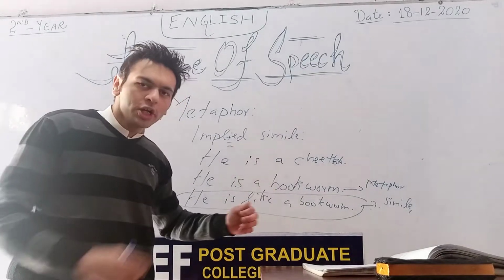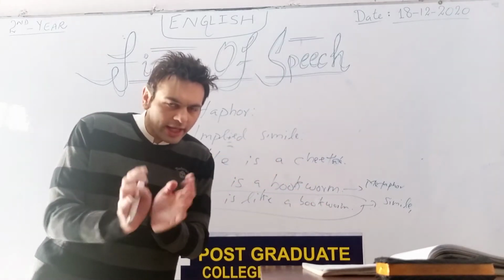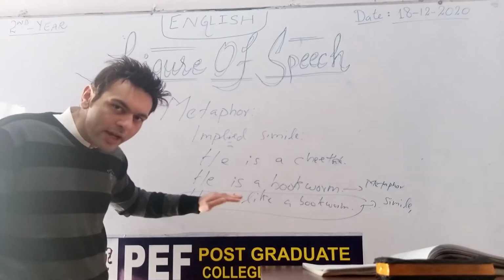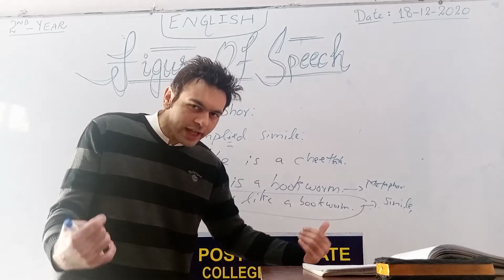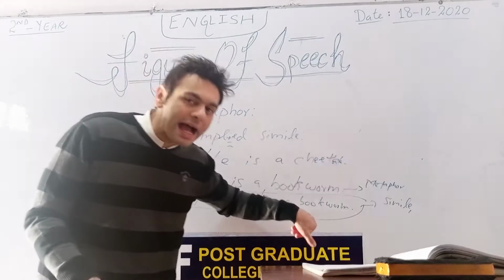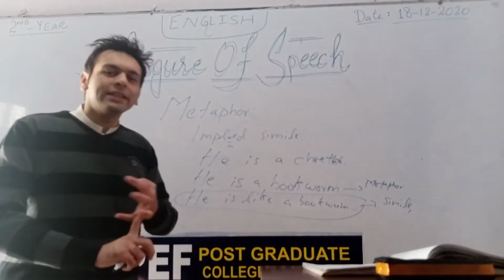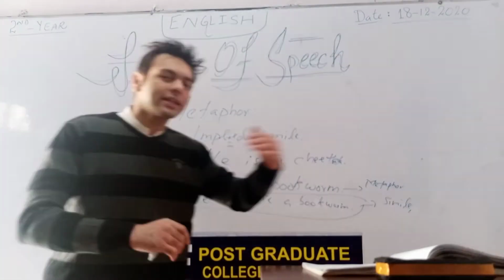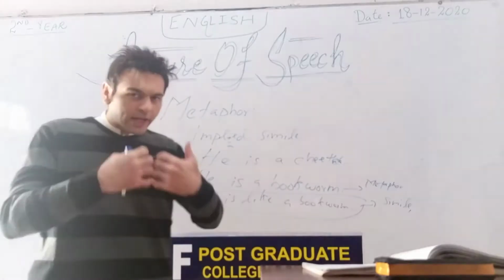What you actually do, you carry out a direct comparison between two dissimilar things with one quality similar at least. In simile, what you actually do, that you try to compare two different things with the help of words like this, like and as. तो जहां पर like का इस्तेमाल हो, as का इस्तेमाल हो, that is your simile. लेकिन जहां पर इन दोनों वर्ड्स का इस्तेमाल ना हो और डायरेक्ट कंपैरिजन हो, that is your metaphor. So इसमें आपने क्या करना है?